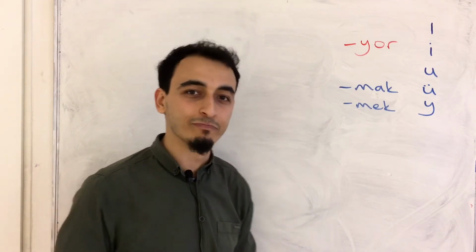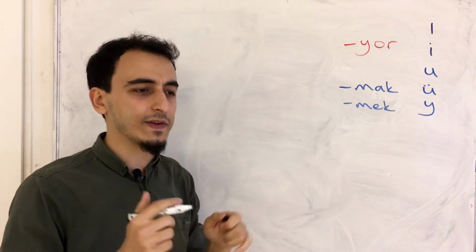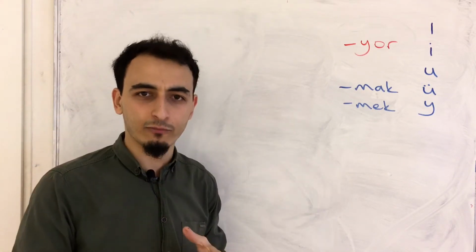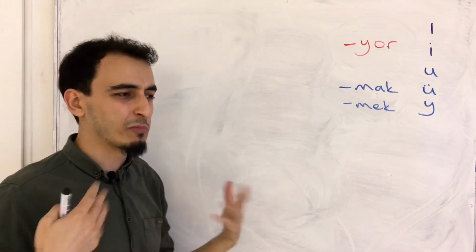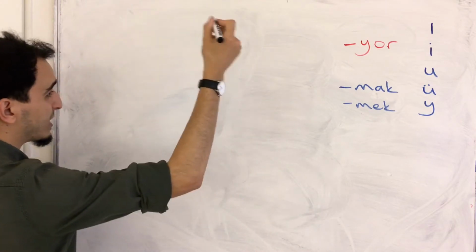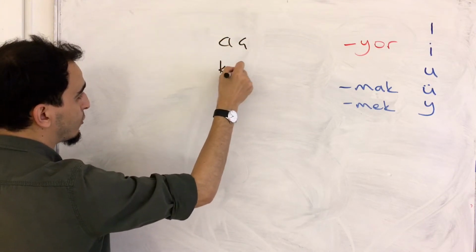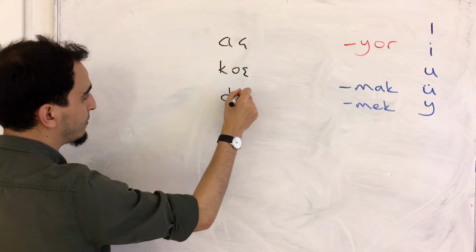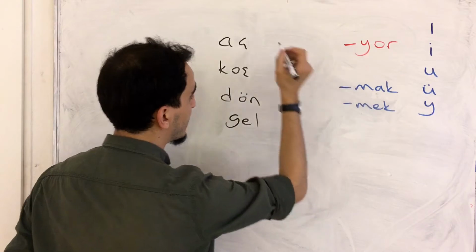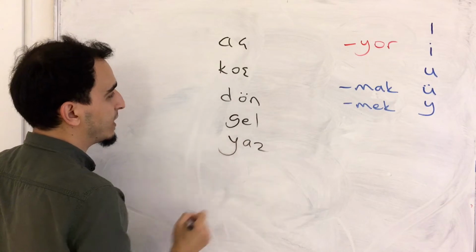Let's see first how we read the verbs that are in infinitive forms. We will need it because from now on I will be using it. So we know vowel harmony. Aç, koş, dön, gel.